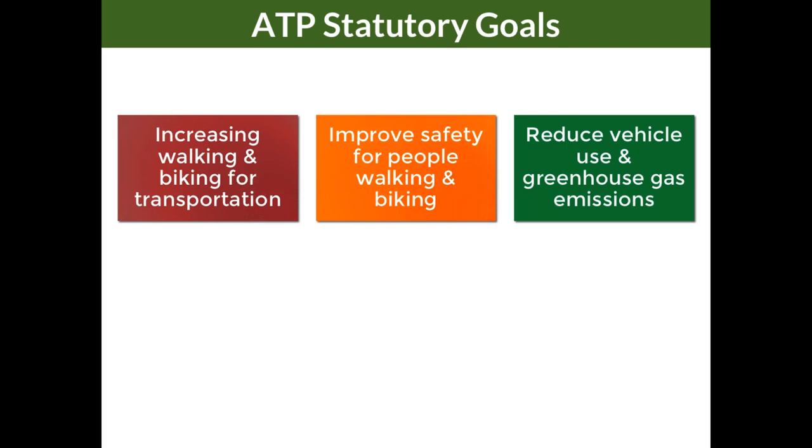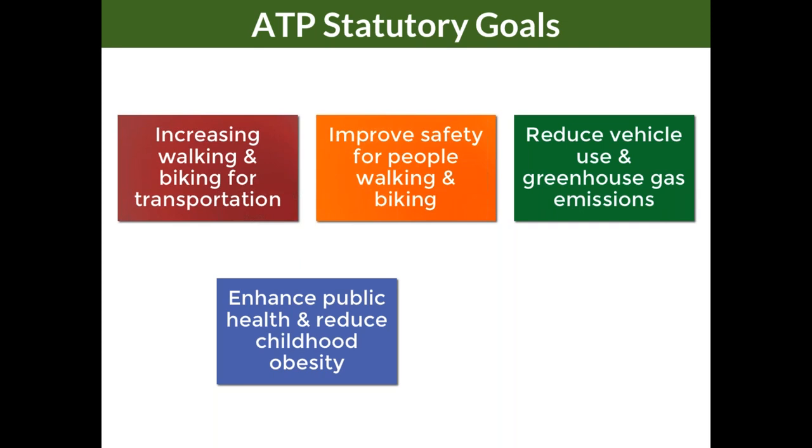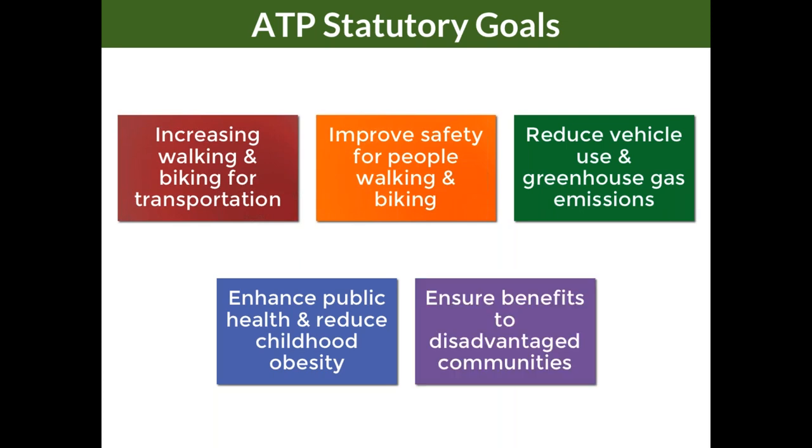Another goal of the program is to reduce vehicle use and greenhouse gas emissions. The next goal of the program is to enhance public health and reduce childhood obesity. And the last goal of the program is to ensure benefits to disadvantaged communities. So the thinking behind that statutory goal is that a lot of disadvantaged communities have been faced with decades of disinvestment, particularly in the transportation arena, and so this program is really trying to proactively address that historical disinvestment in those communities.